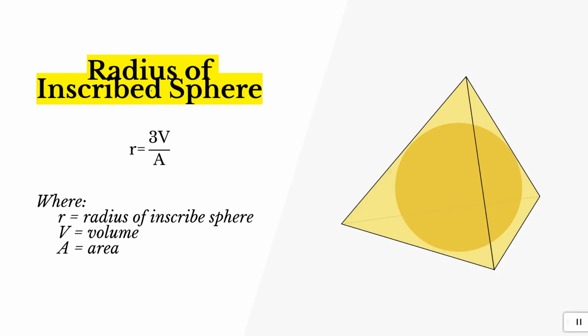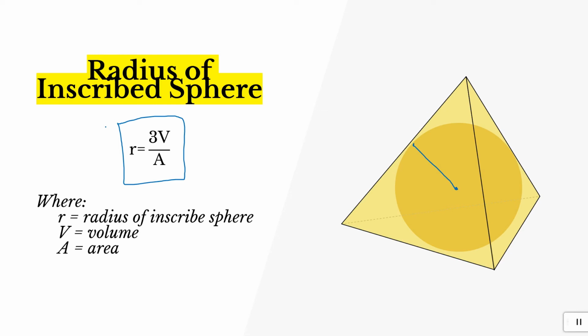Okay, so we have here the formula for the radius of the inscribed sphere. That means, class, if you have a polyhedron and you put a sphere inside your polyhedron, what is the radius of that sphere? Sorry, my drawing is bad, but what is its radius? The radius of the inscribed sphere. Here is the formula: 3V over A.